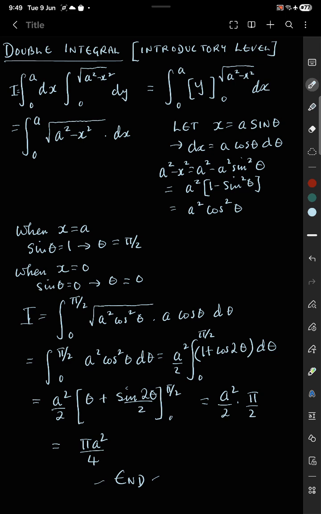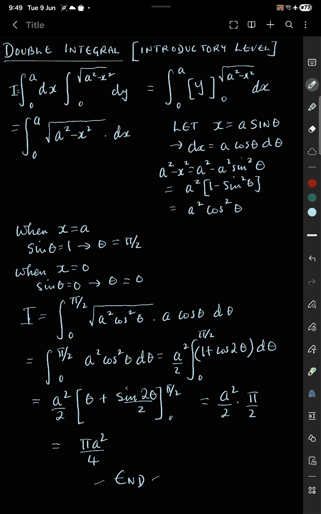And to deal with the limits, when x equals a, sine theta will be equal to 1, which means theta equals pi upon 2, taking the principal value. And when x equals 0, sine theta is 0, which means theta is equal to 0, again by taking the principal value. So our integral transforms to the integral between pi upon 2 and 0, of square root a squared cos squared theta times a cos theta d theta, which simplifies to the integral between 0 and pi upon 2, of a squared cos squared theta d theta.